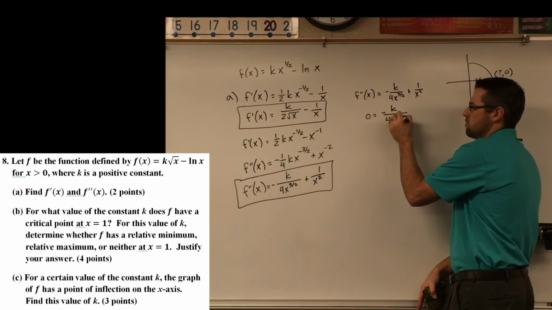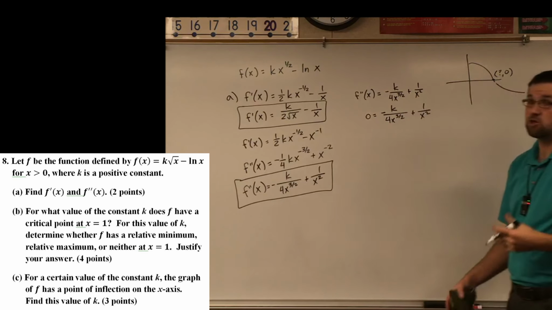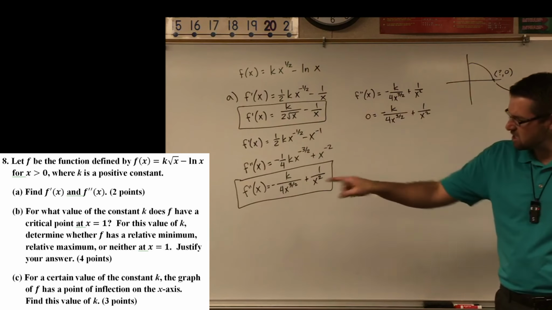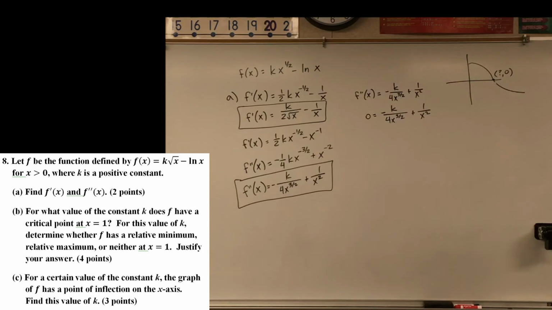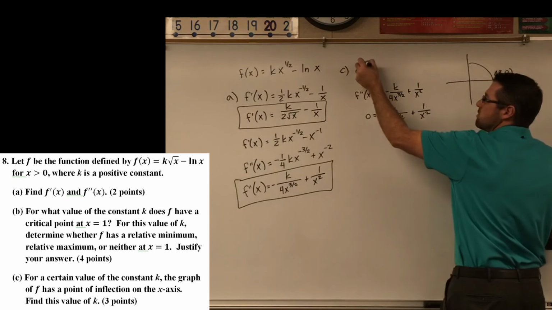Is k still 2? No, we're trying to figure out another k value that makes this true. So that's when a point of inflection might occur. We also have to check change in signs, but what else? What else did it tell us? It said f has a point of inflection on the x-axis. So what's that tell us? It's when y is 0 of what function? Of f. So what we're going to do is set f equal to 0.